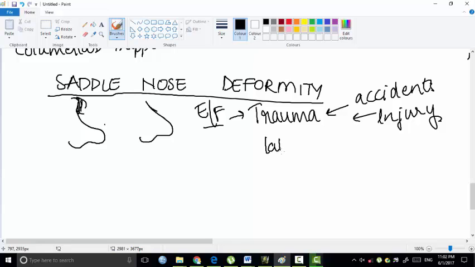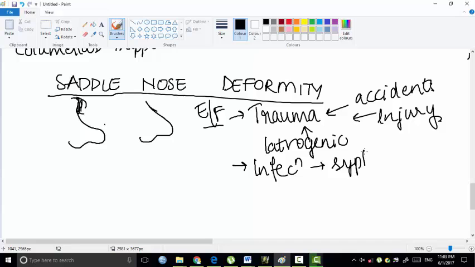or it may be iatrogenic. Trauma may be iatrogenic again. So this one is trauma, or it may also be due to some infections like syphilis, TB, leprosy.